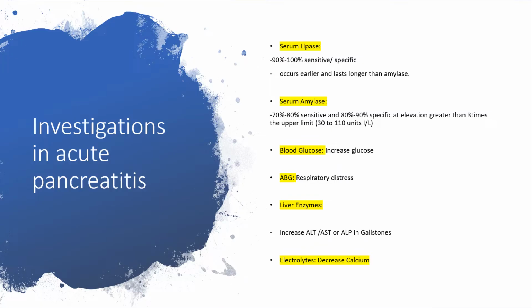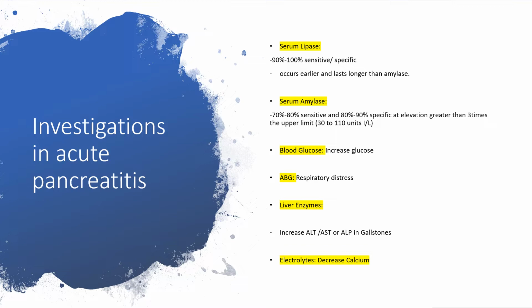The investigations in acute pancreatitis will involve the following. 1. Serum lipase. That is the one I'll first of all go for if I'm given the opportunity to choose between serum lipase and serum amylase. I would rather go for serum lipase, but I'll be happier if I have the chance to accept both.